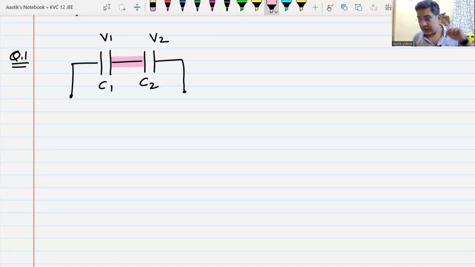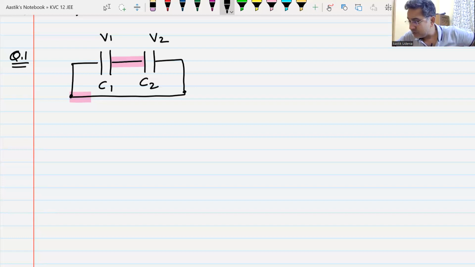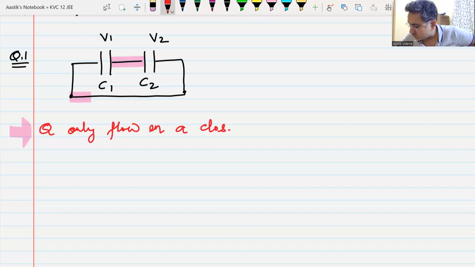They will not flow. So if I want charges to flow, the one thing that I have to do is connect these two as well. Now, if they are connected like this, then the charges will flow. And this thing is now known as a circuit. So charges can only flow in a closed circuit. Do we understand this? Yes, sir. So that is the first thing that you have to understand. Charges only flow in a closed circuit. There must be a path for the charges to flow. They only flow when the circuit is closed. Do we understand this, everyone?